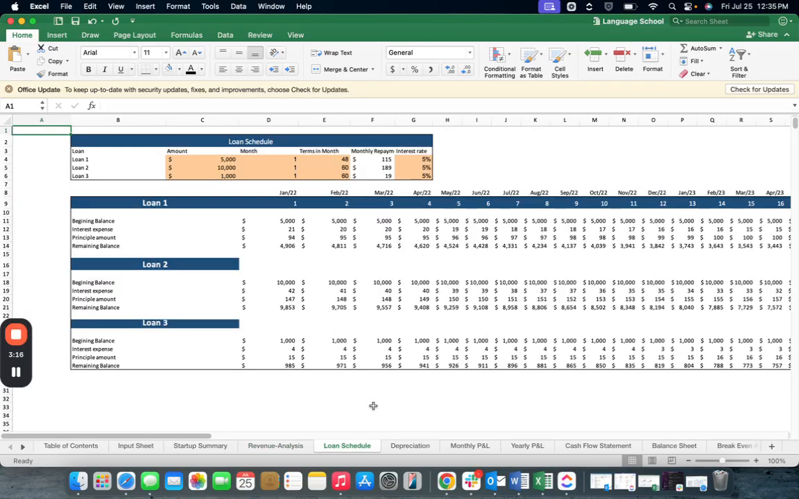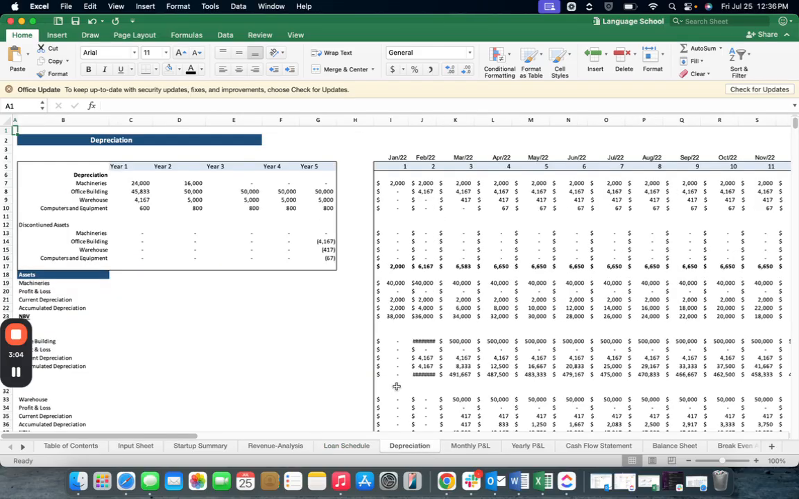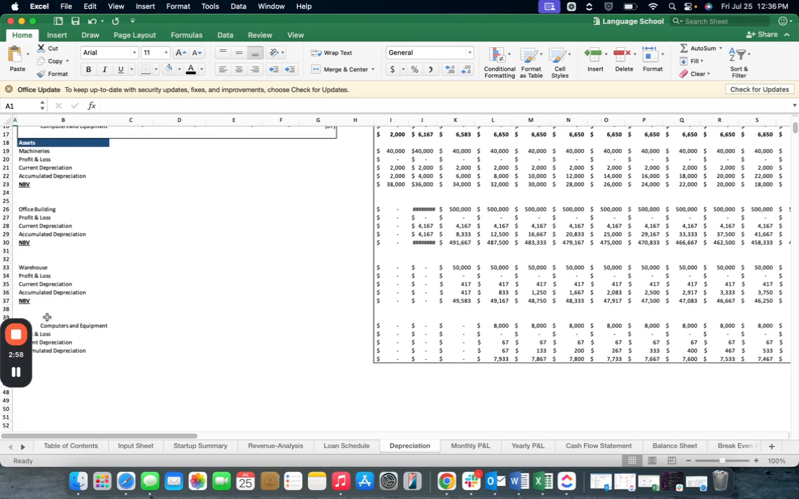Coming towards the loan schedule, it is the schedule for the loan, with the beginning balance, interest expense, principal amount, and remaining balance for the whole three loans. Coming towards the depreciation, it's the depreciation for the assets. All the assets listed are in here.